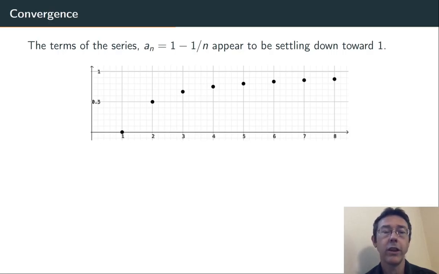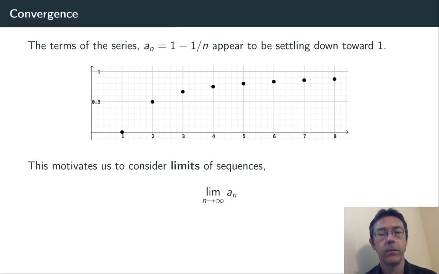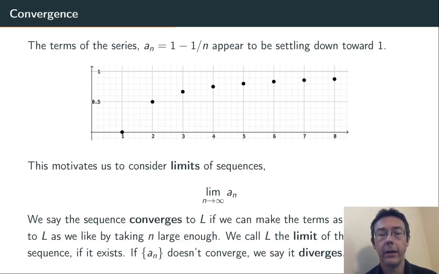Now this picture is suggestive. As n gets larger and larger, it really looks like a_n is getting closer and closer to 1. That motivates this definition. We're going to say the limit as n goes to infinity of a_n is equal to L if we can make the sequence as close as we like to that value L by taking n sufficiently large. If the sequence does settle down to that value in that way, we'll say that the sequence converges. If it doesn't, we'll say it diverges.